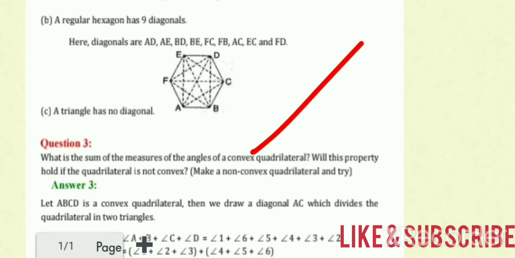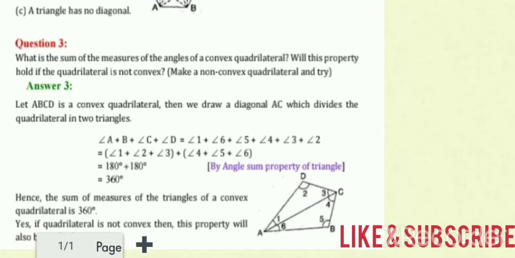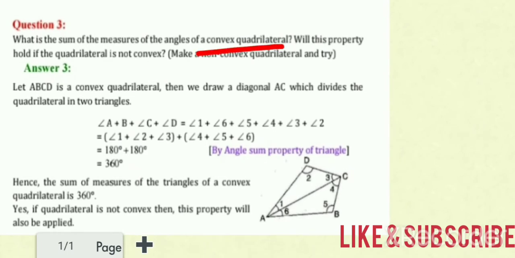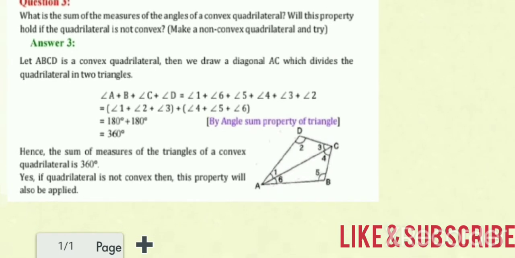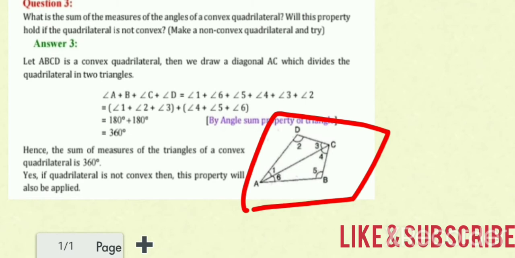Okay, now question number 3. Third is what is the sum of the measurement of the angles of a convex quadrilateral? Will this property hold if the quadrilateral is not convex? Okay, so we have to draw a diagram. Suppose this is a convex quadrilateral, okay, because it has two diagonals, first and second.